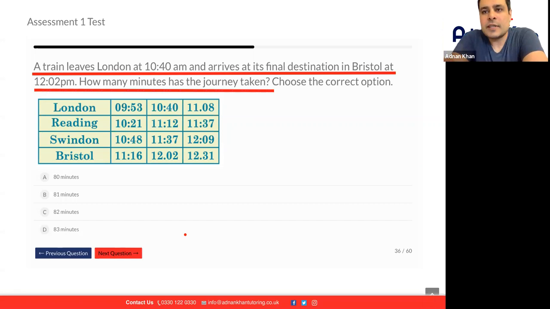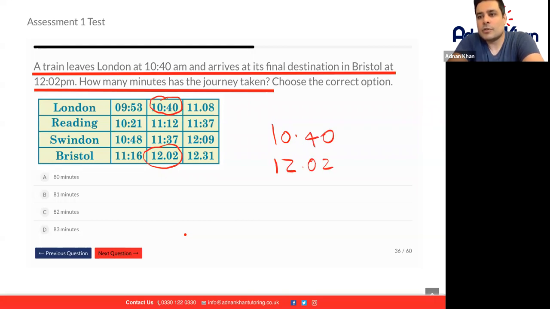Okay, so a train leaves at 10:40 in the morning from London. So let's just highlight London, 10:40 a.m. in the morning from London. Arrives at Bristol at 12:02 in the afternoon, p.m. So how many minutes has this taken? So now we're looking at 10:40 to 12:02. All right, so how many minutes difference is there between these times?